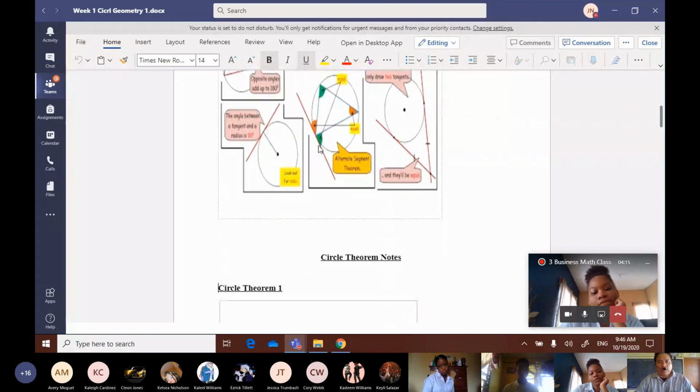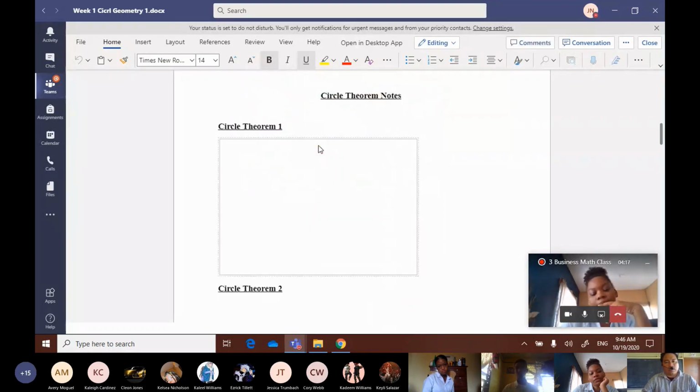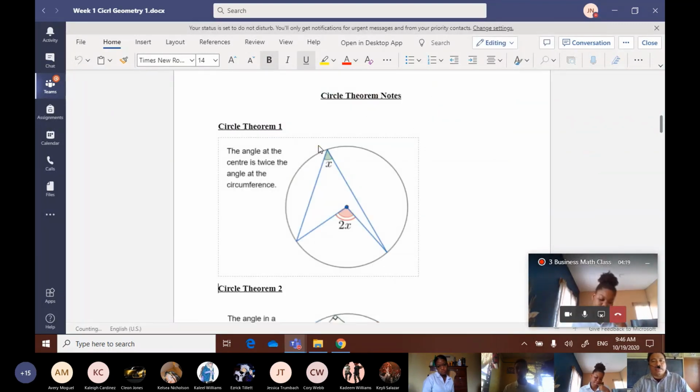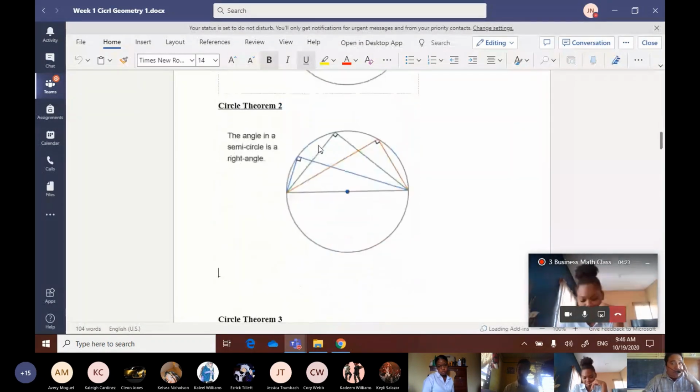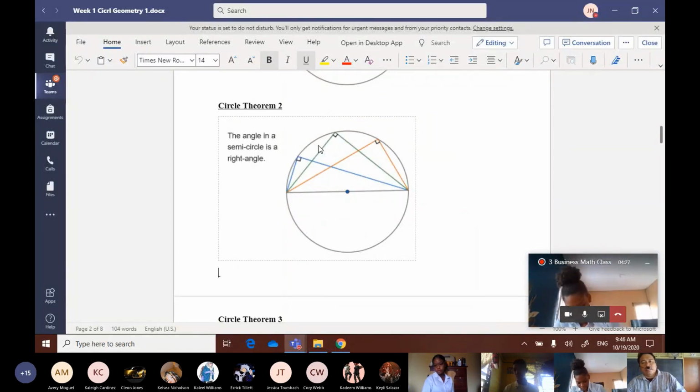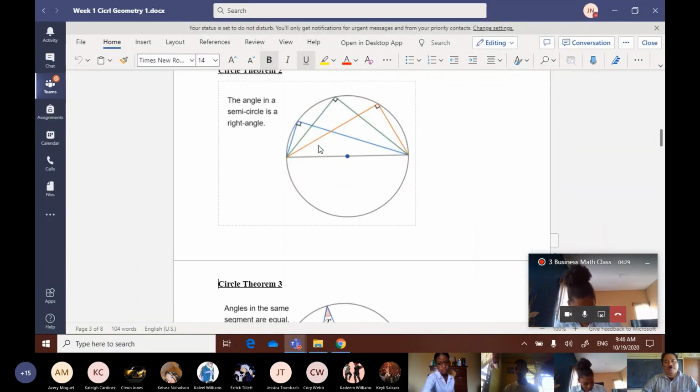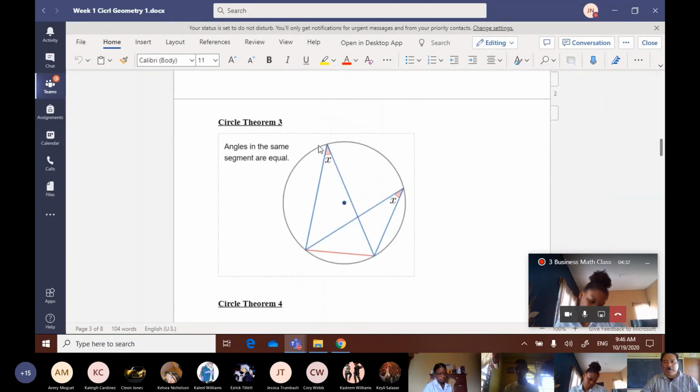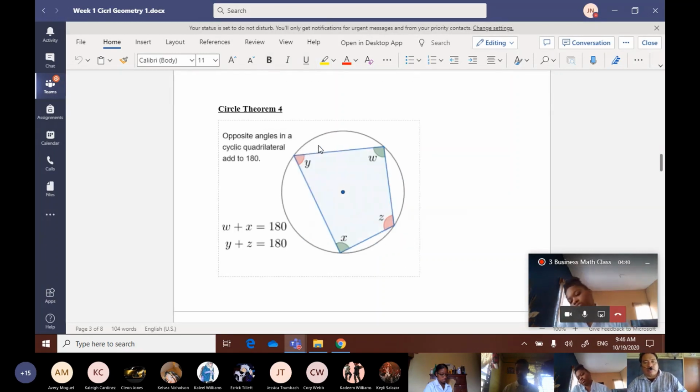So look at the circle theorem notes. We have theorem 1: the angle at the center is twice the angle at the circumference. Theorem 2: the angle formed in a semicircle is a right angle. Theorem 3: angles in the same segment are equal. We said angles at the circumference standing on the same arc, or segment, are equal.